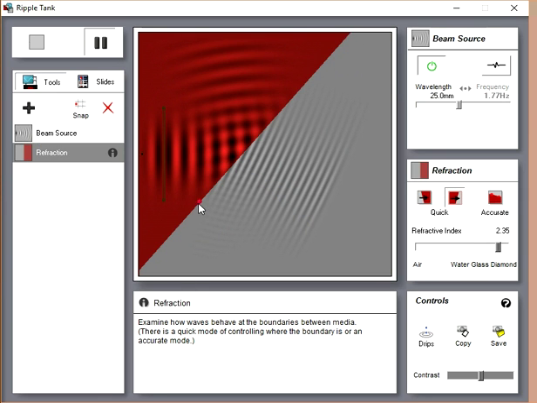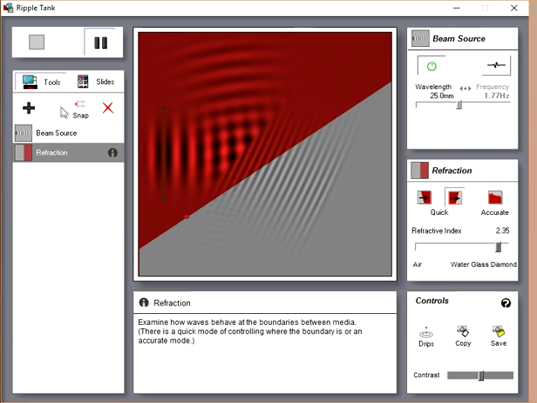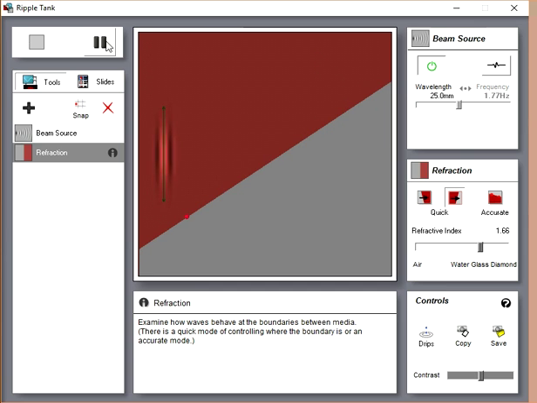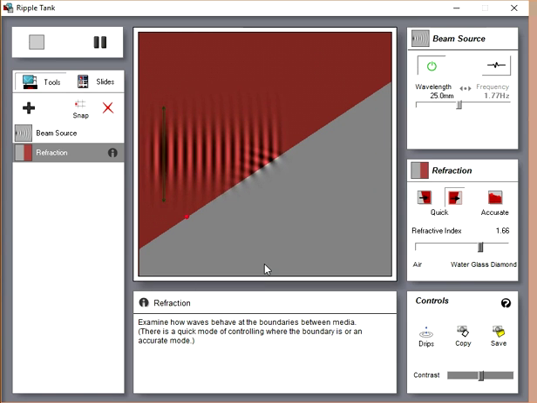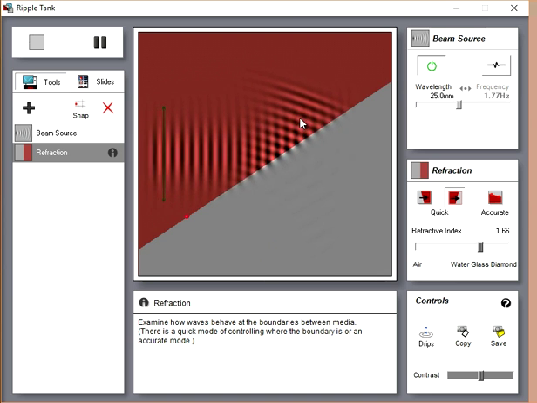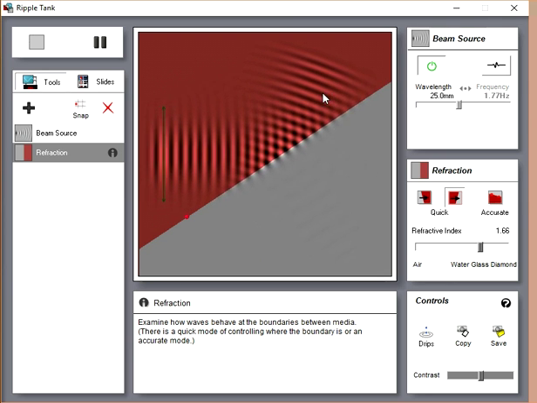Next, let's have a look at waves leaving a dense medium. This is quite an obtuse angle, so let's see what happens. As you would expect, we've got total internal reflection. Students could use this to investigate critical angles.